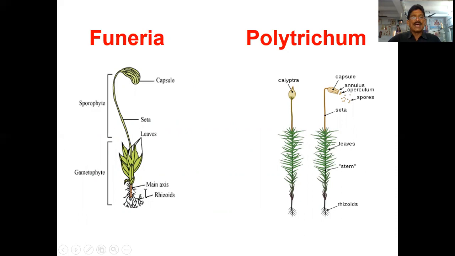When you see Funaria, it has a gametophyte and a sporophyte. The gametophyte includes rhizoids, the main axis, and leaves. The sporophyte includes a small stalk, the seta, and the capsule. So it is easy to identify which part comes under the gametophyte and which part comes under the sporophyte. This is an example of Polytrichum.